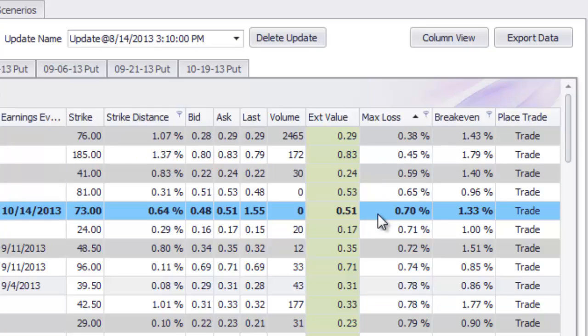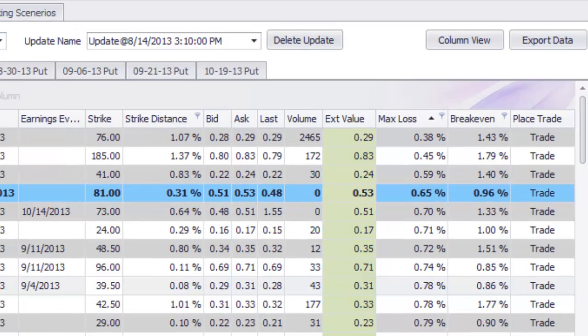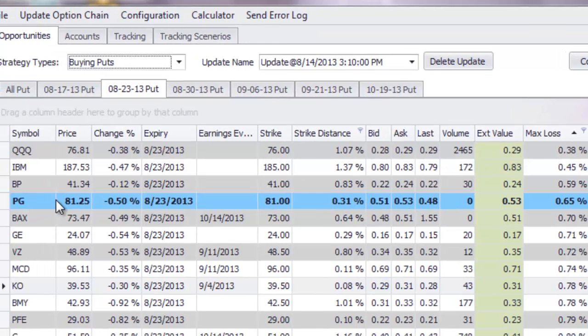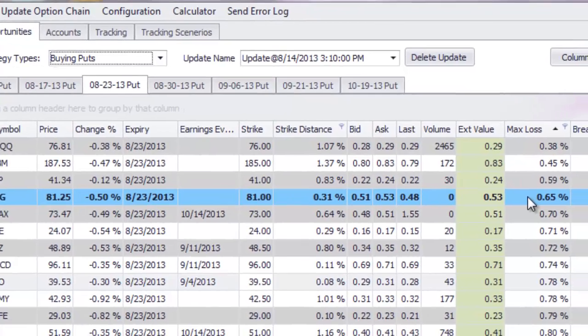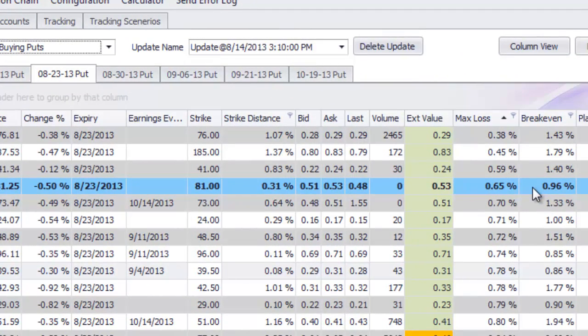And that max loss is relative to the price of the stock. So when I say cheap options, I'm not just saying cheap as in the amount that it costs to buy them. I'm talking cheap relative to the price of the option and the volatility of that underlying stock. So, for example, here we have PG, and PG closed at 81.25, and we are looking at an 81 strike put that the max loss is only 0.65, and combine that with a break-even move of only 0.96, and that's really what I'm looking for.